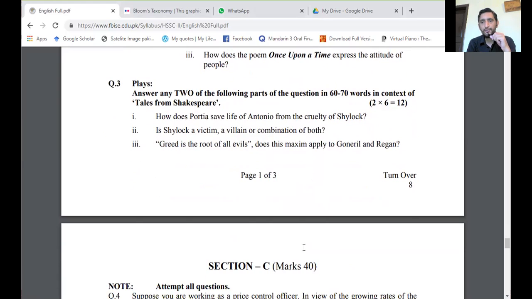Then comes the next part, question 3. Here there are 2 plays of Shakespeare included in your syllabus. So this section deals with that. Each question carries 6 marks, and you have to attempt 2 out of 3 questions. How does Portia save the life of Antonio from the cruelty of Shylock? So you'll get to know Shylock, you'll get to know Antonio and Portia as well. These are characters in the plays.